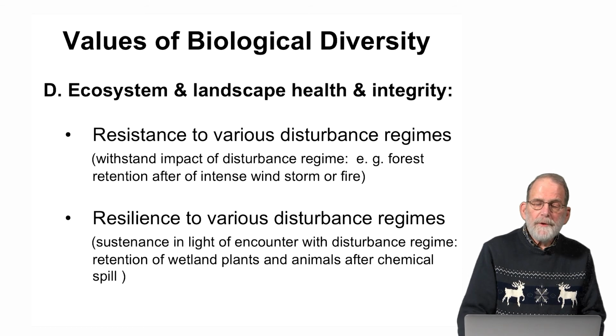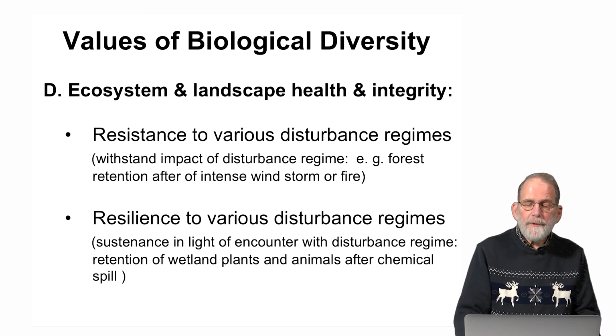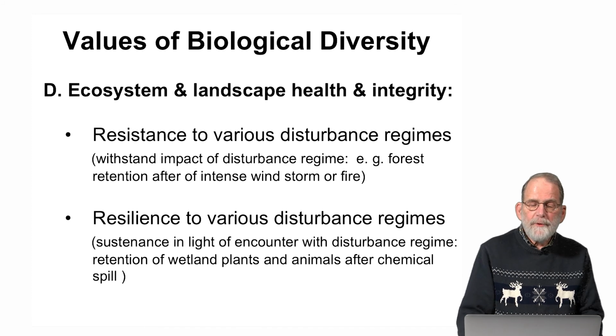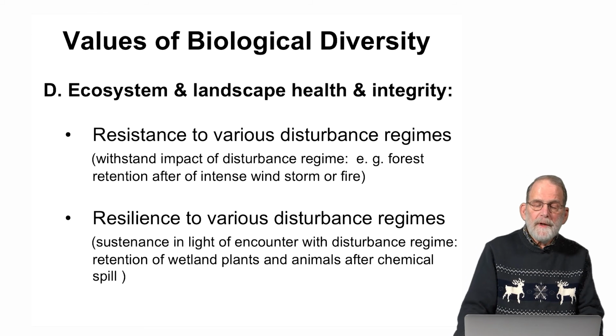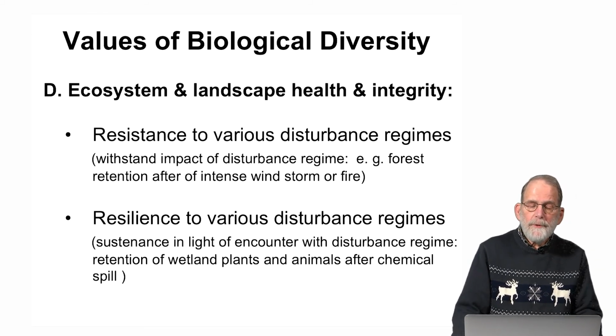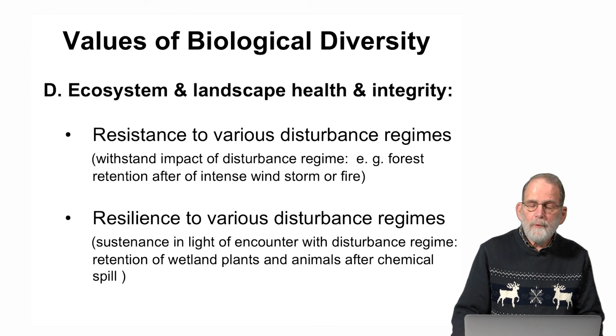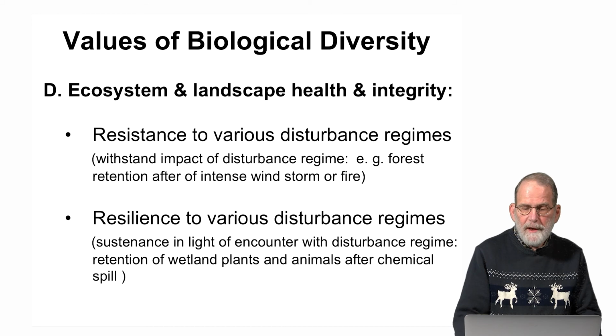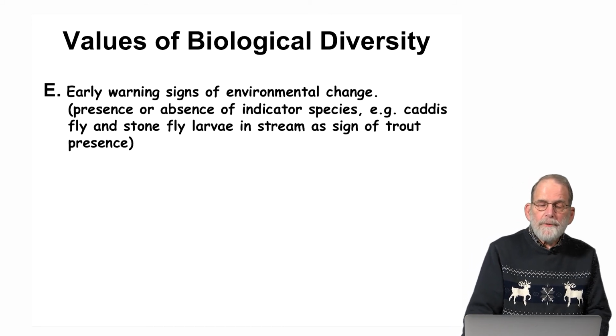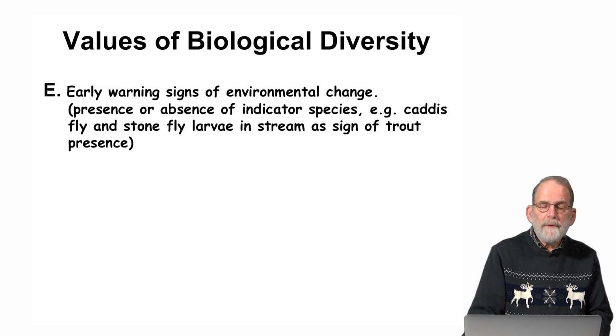Biological diversity leads to ecosystem health and integrity. Resistance to various disturbance regimes involves the capacity of a system to withstand the impact of a disturbance regime, for example, forest retention after an intense windstorm or fire. Resilience refers to the capacity of the community to respond to an encounter with a disturbance regime. Both resistance and resilience are enhanced by a biologically diverse landscape. The last value has to do with the fact that it can be an early warning sign of environmental change.